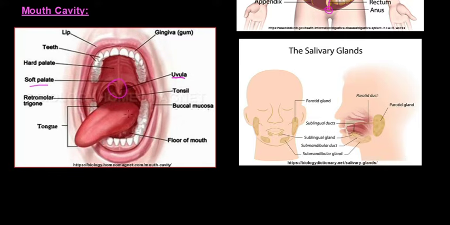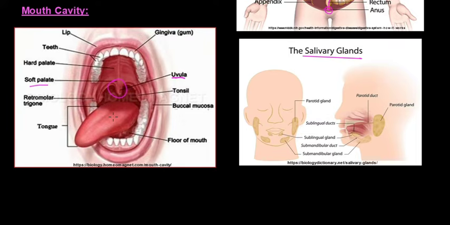So part of your mouth cavity is also your teeth and then your tongue, as well as the salivary glands, which we'll look at a bit later on. So these are known as the accessory organs, but what you need to know is the function of the mouth, and that is that it starts the process of mechanical digestion, so physically breaking down the food into smaller particles so that it can be easily swallowed.